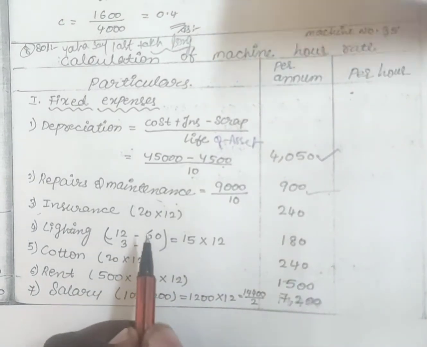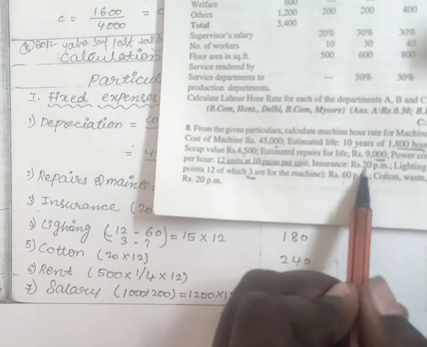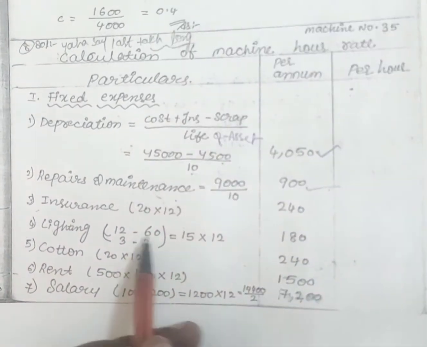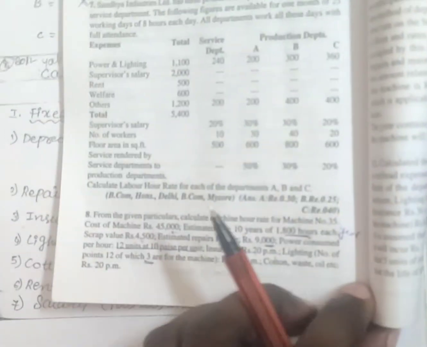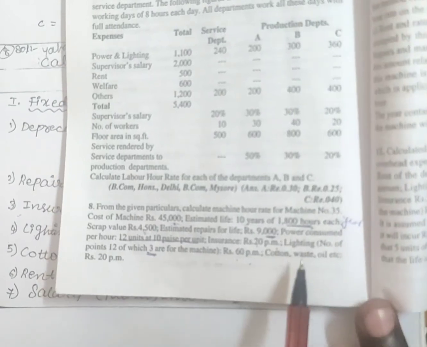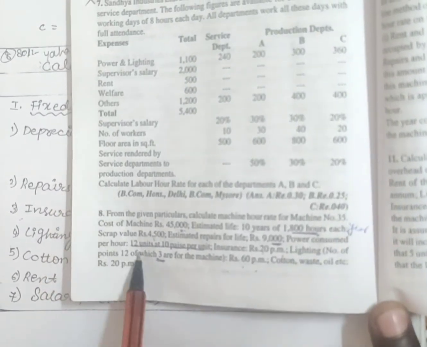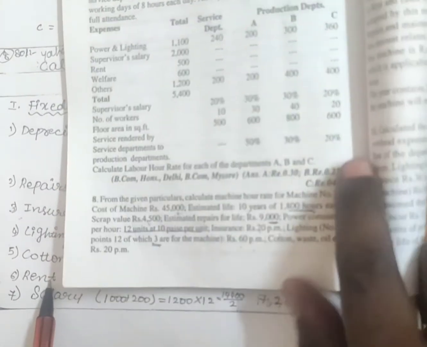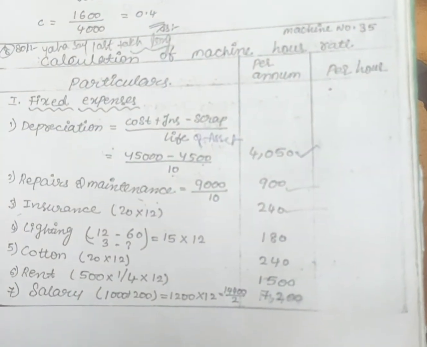So he has given 20 per month for insurance. So 20 into 12 is 240. Here, if you observe, I have not taken power. I'll explain the reason why I have not taken power here, I'll explain lastly.